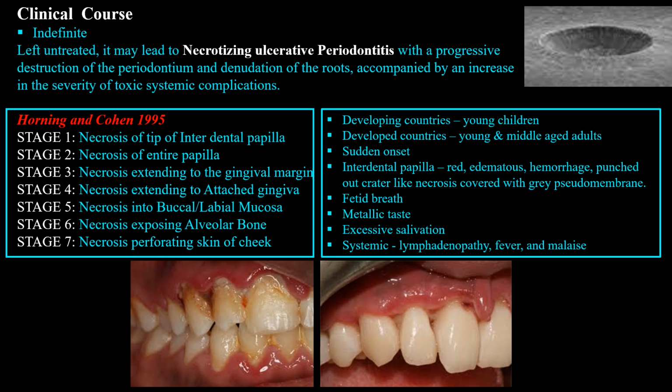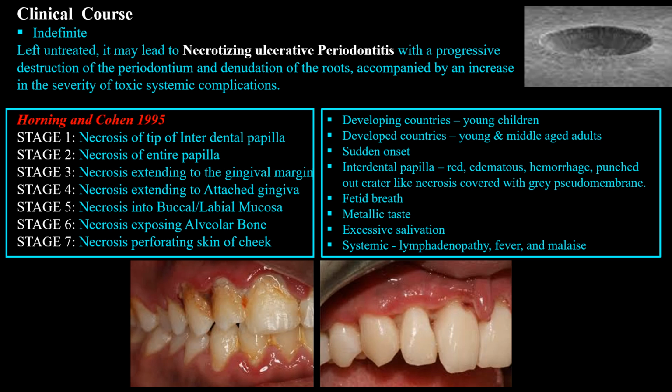Stage 6, where it exposes the alveolar bone. And stage 7, where there's going to be perforation of skin and cheek. So we already saw that the young children in developing countries, and in developed countries mostly young and middle-aged adults, are the mostly affected people. So ANUG is going to have a sudden onset.